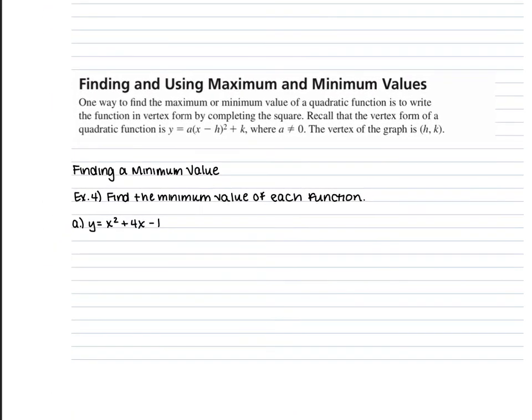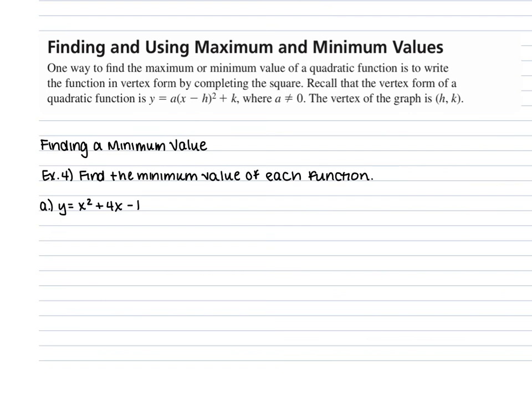The last part of your notes goes over finding maximum and minimum values. The only thing I want you to do with these is to tell me whether or not you have a maximum or a minimum. You do not need to tell me what the actual value is, just to find if it has a maximum or minimum. For example, for A, we are given y is equal to x squared plus 4x minus 1. For this one, you have a positive A value, which means your parabola would open up. You're going to have a minimum value.